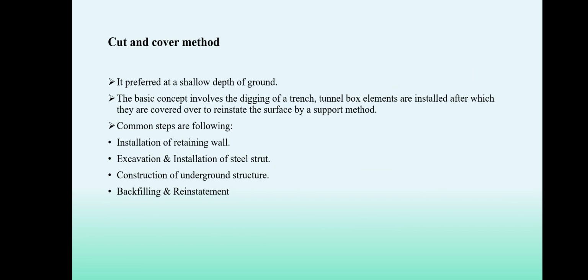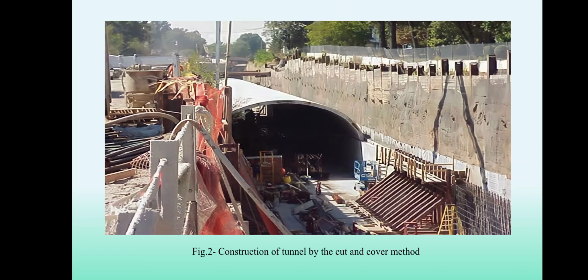Cut and cover method. It is preferred at a shallow depth. The basic concept involves the digging of a trench. Tunnel box elements are installed, after which they are covered over to reinstate the surface by a support method. Common steps are as follows: installation of retaining wall, excavation and installation of steel strut, construction of underground structure, backfilling and reinstatement. Construction of tunnel by the cut and cover method. These are the pictures of work progress.